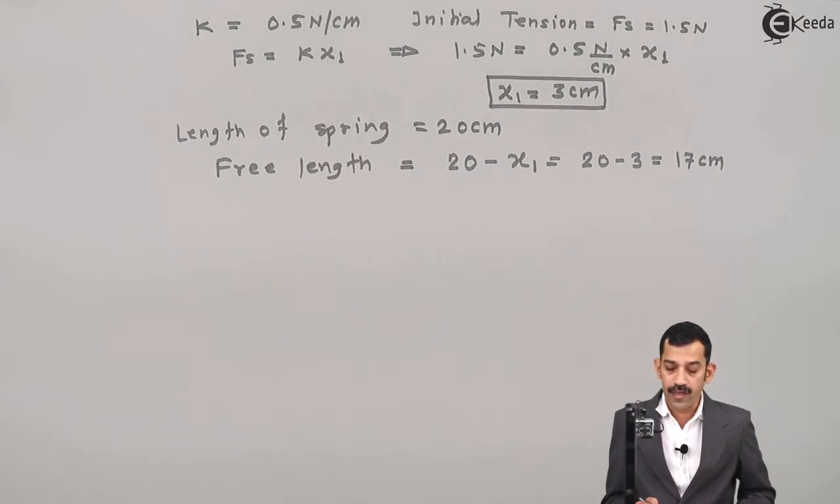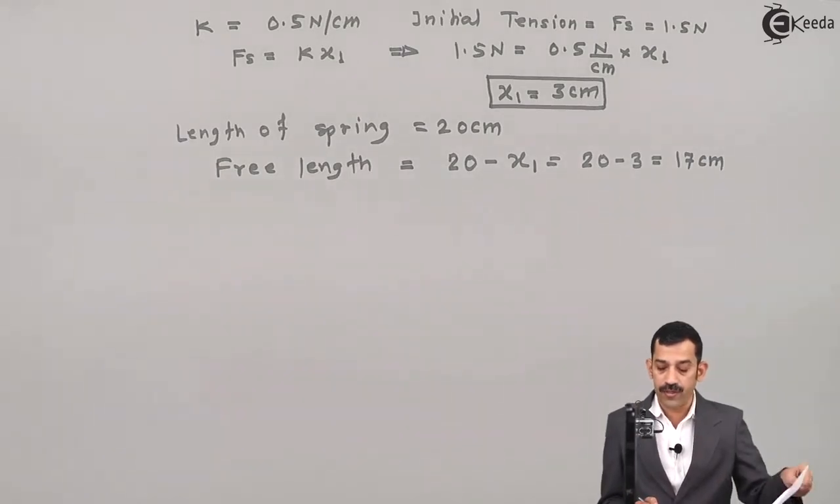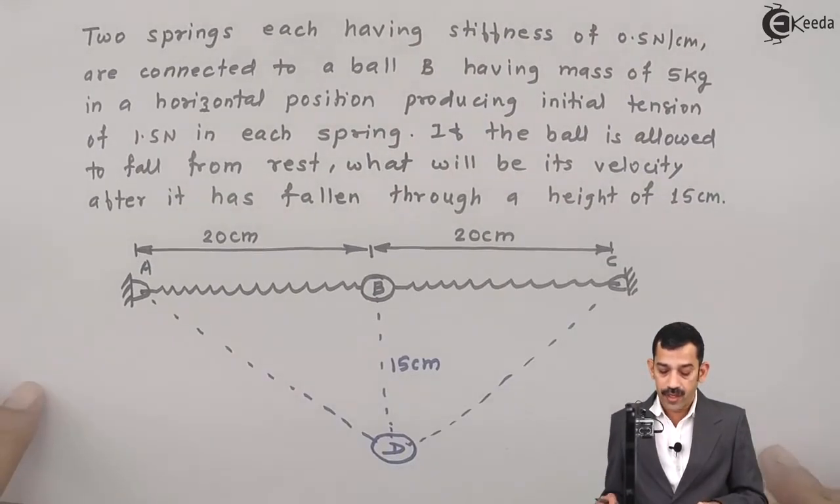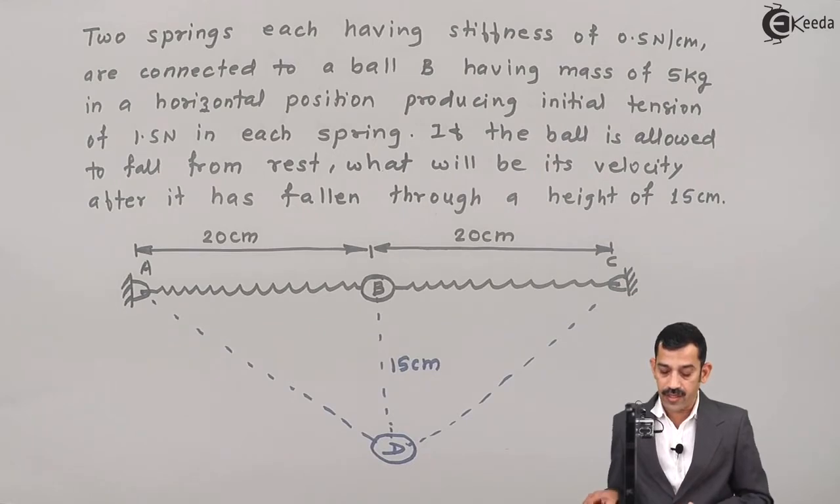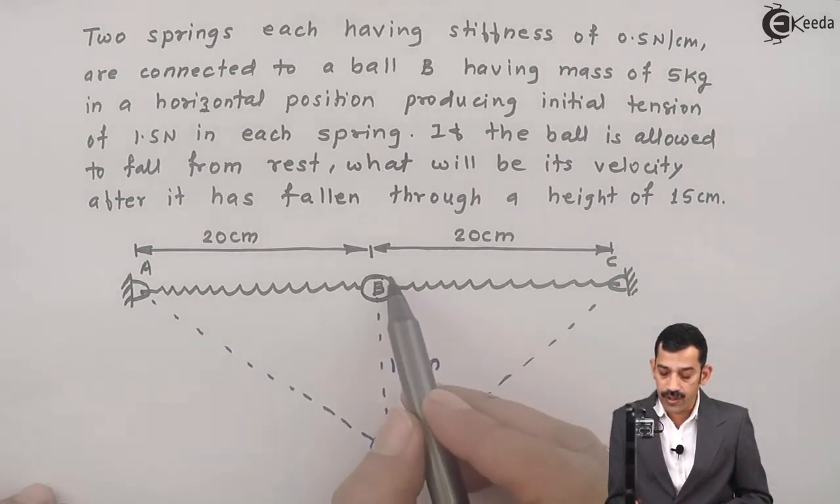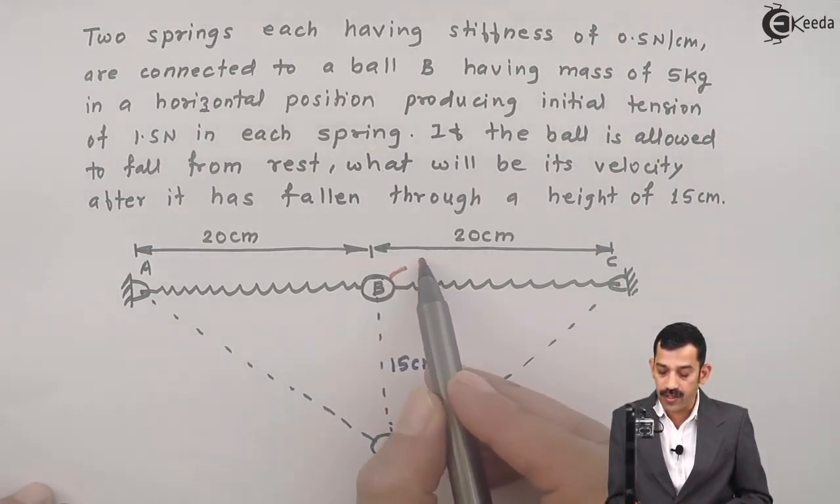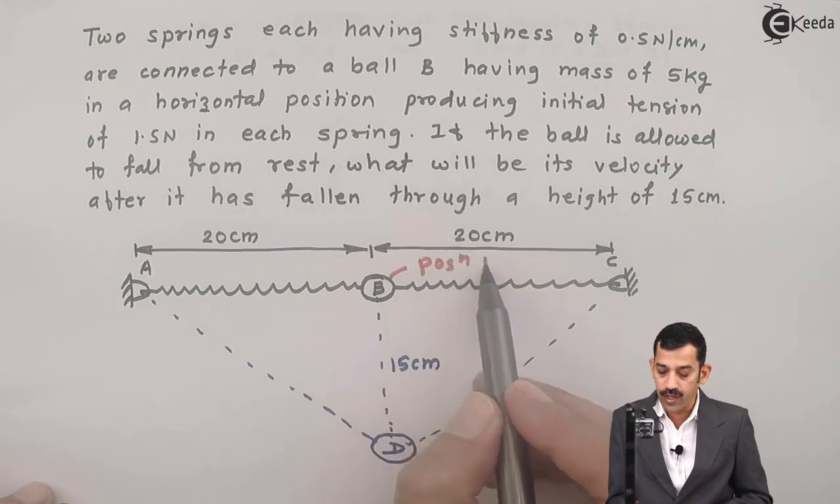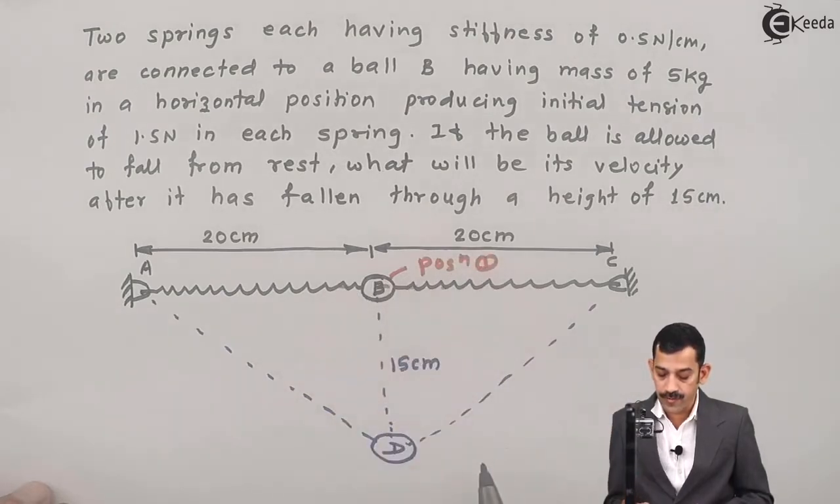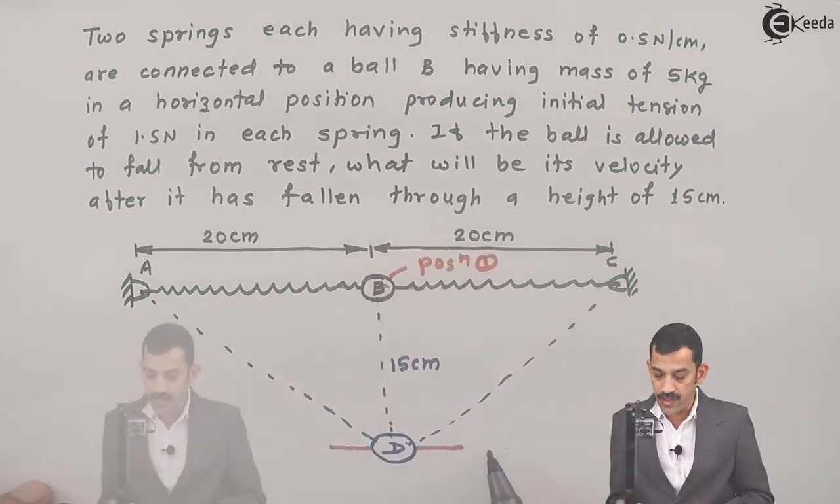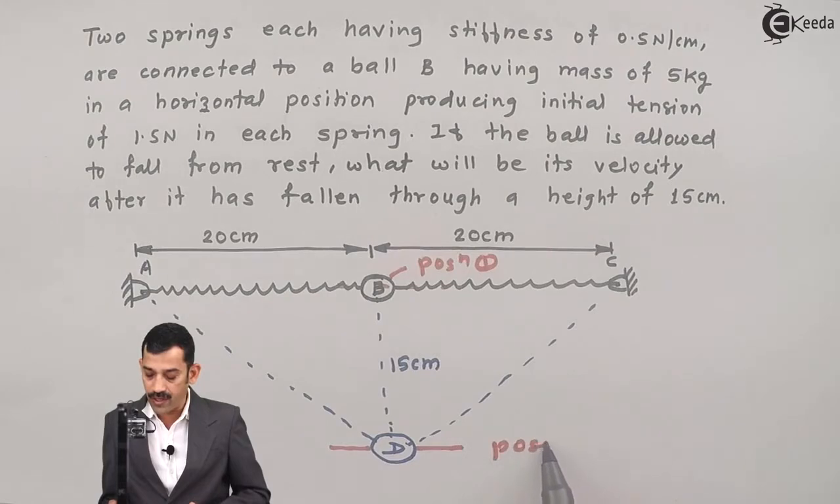Now to find out the final deformation, just see the figure that is given. In this figure, the initial position is the horizontal position. That means this one you can say is position 1, this horizontal position. The final position is nothing but position 2, when this ball falls in the downward direction by 15 centimeter.